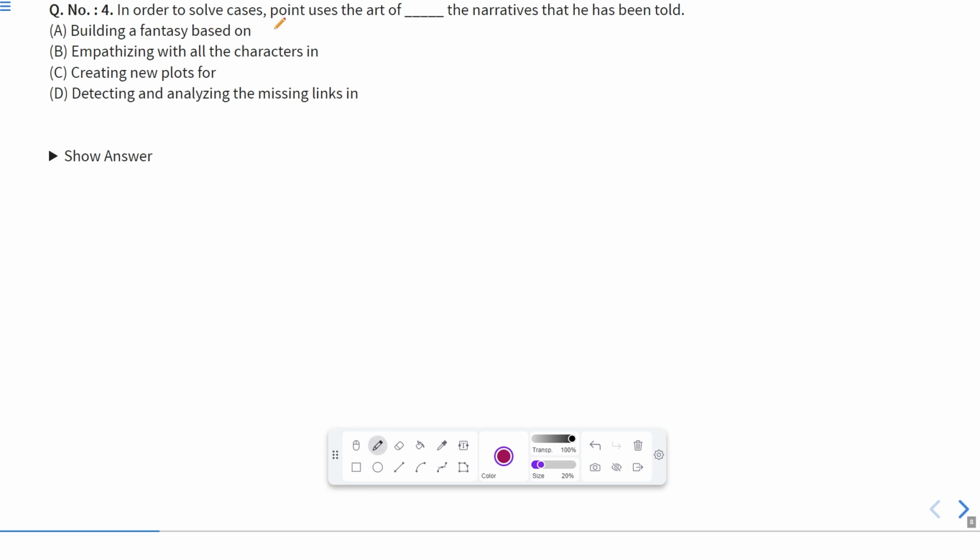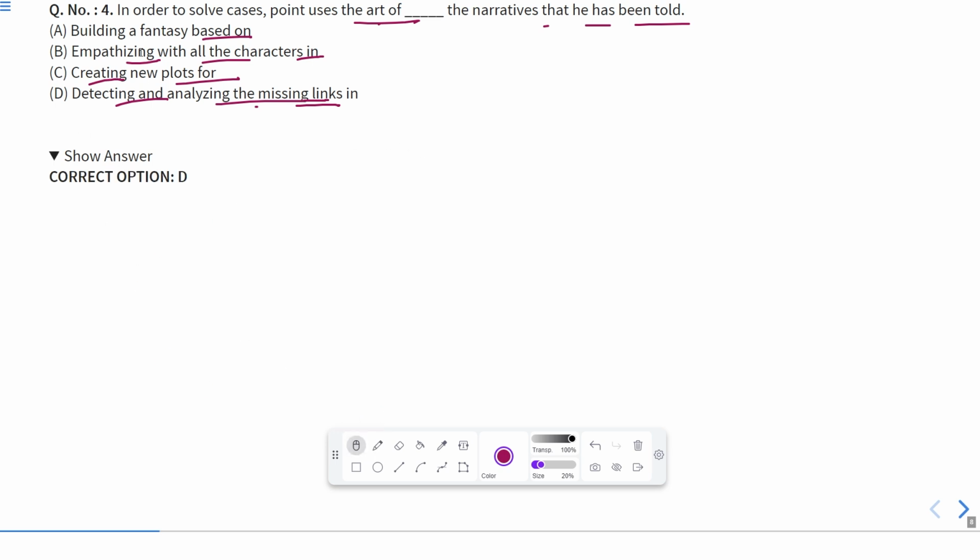This is the fourth question. In order to solve cases, Poirot uses the art of dash the narratives that he has been told. Building a fantasy based on, fantasy means imagination or imaginative stories. Empathizing with all the characters in, creating new plots for, detecting and analyzing the missing links in. In order to solve cases, Poirot uses the art of dash the narratives that he has been told. Okay, the art of detecting and analyzing the missing links in, because all the three were doing the same thing. They were detecting and analyzing the missing links in. Okay, so according to this, D will be the correct answer.